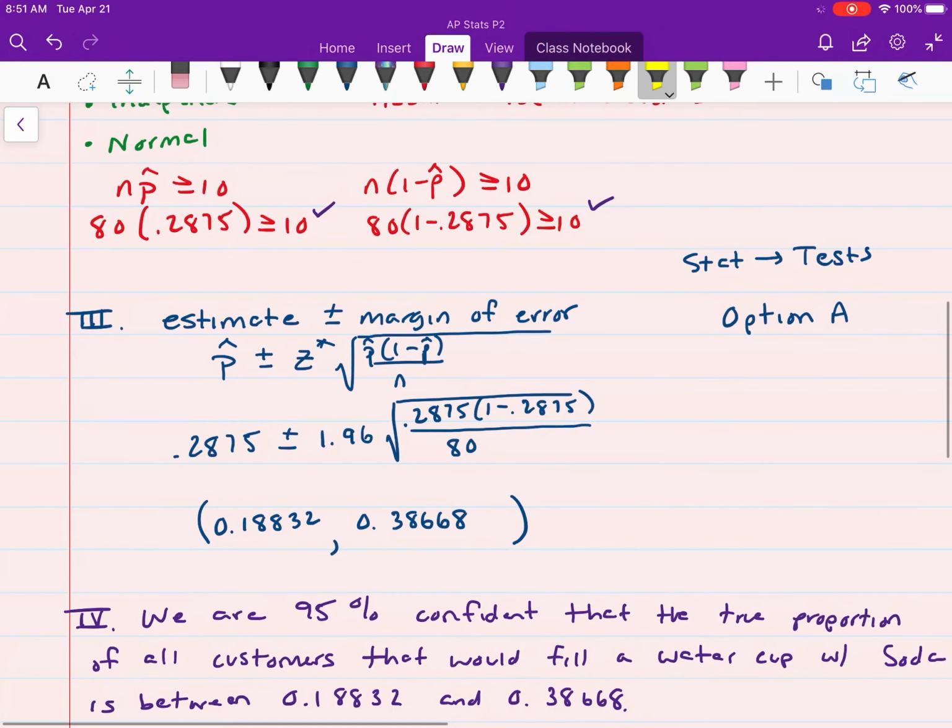Step 3 is your formula. Now, you don't need to write down estimate plus or minus margin of error. I'm just kind of showing you guys my thought process. That's how you make a confidence interval. It's the estimate plus or minus the margin of error.